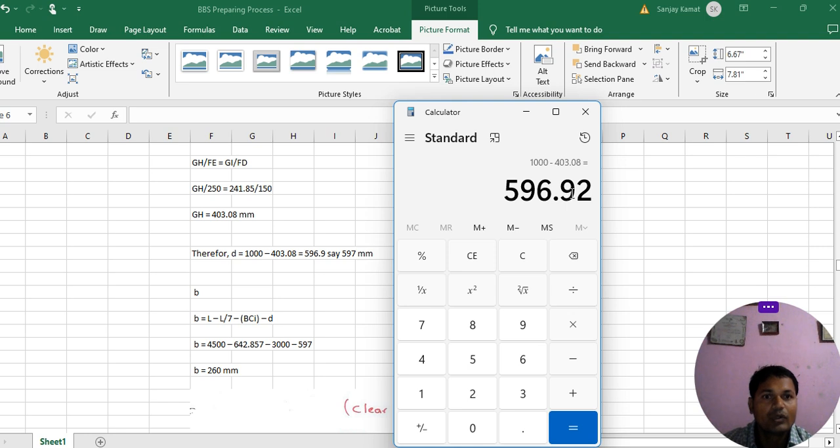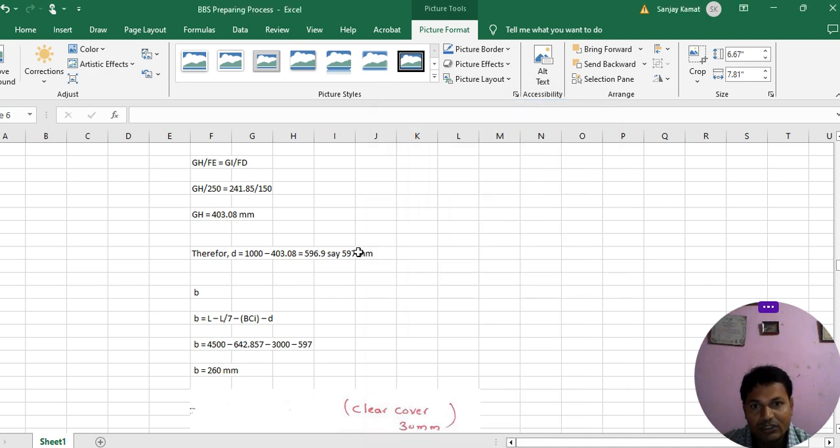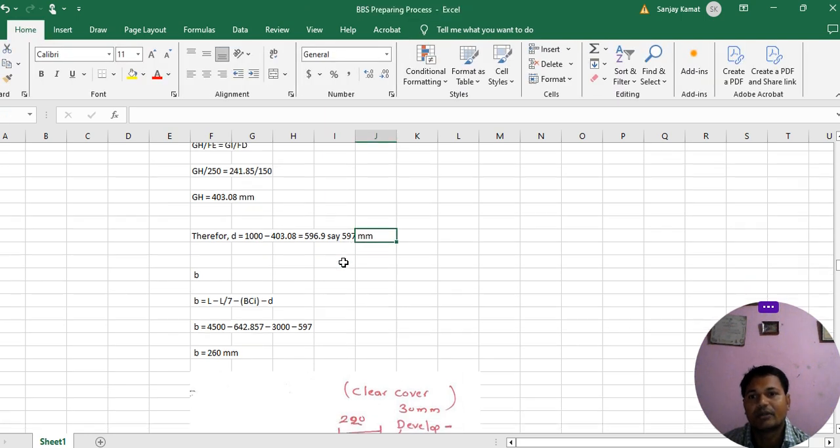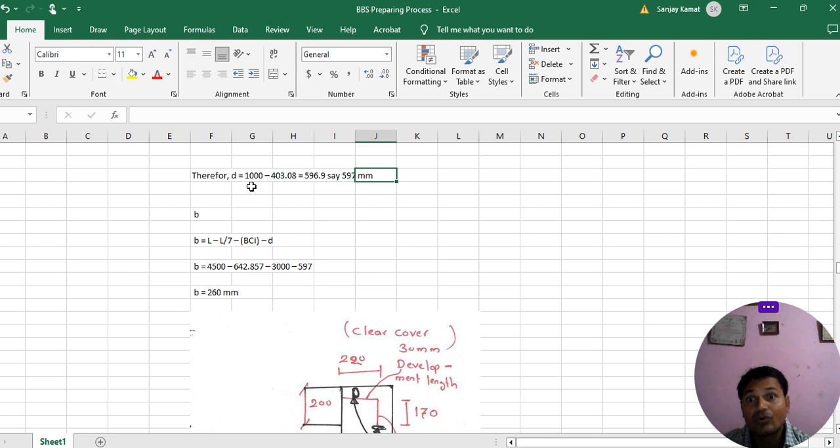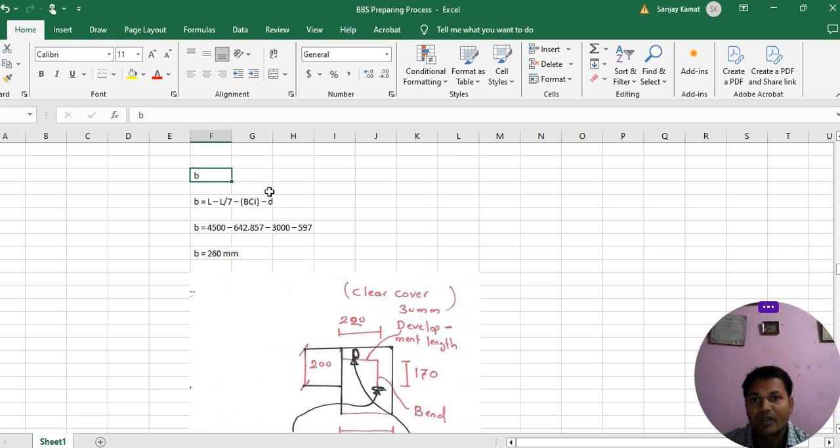But see, after the decimal it is coming 92. So you can round this up. If you round this up, 596 will become 597. So approximately you can write 597 mm. Okay. So now we know the value of D. After knowing this value of D, we can calculate B, the breadth of this staircase. In the figure, the part we have assumed as B, we are working for B.